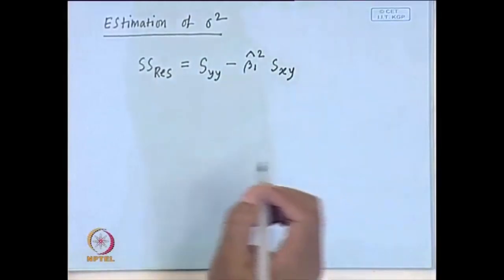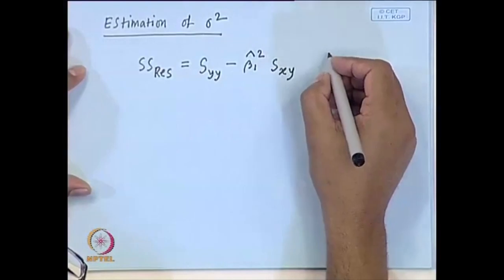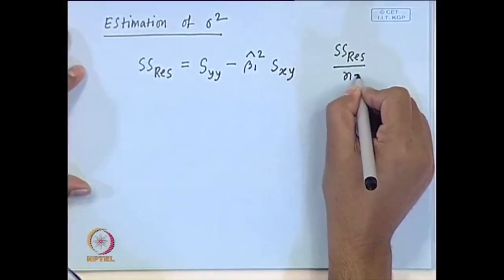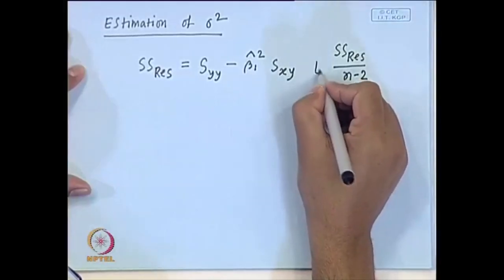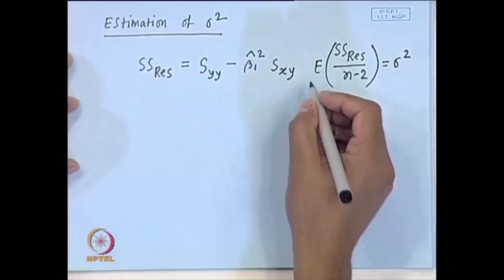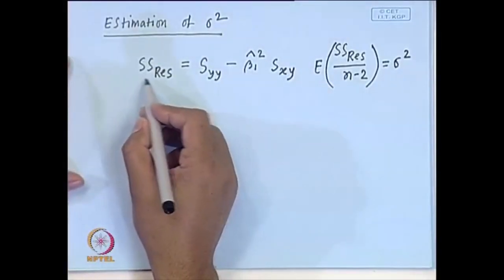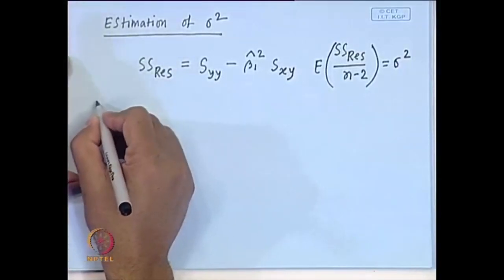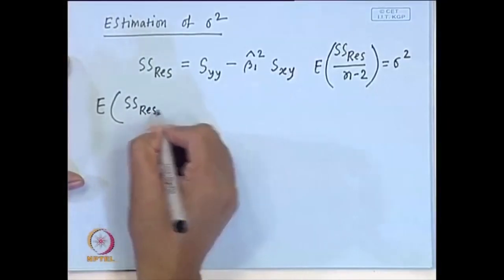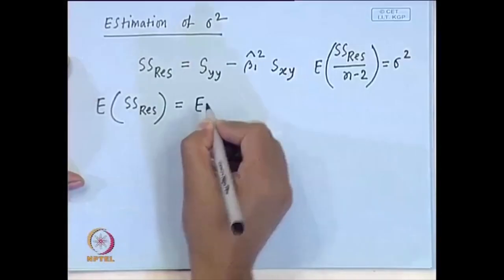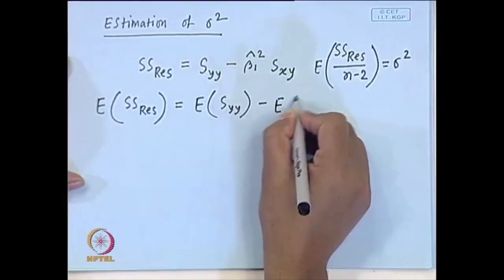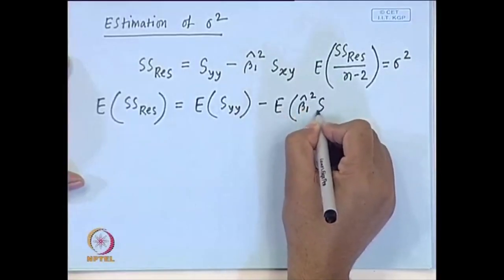Well, now our ultimate aim is to prove that SS residual by n minus 2 is an unbiased estimator of sigma square. So, what we need to do is find the expected value of the residual sum of square. So, expected value of SS residual is equal to expectation of S yy minus expectation of beta 1 hat square S xy.